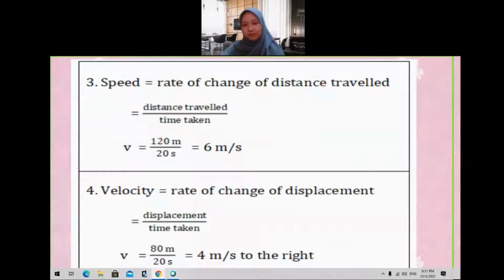Okay, for the speed, speed is the rate of change of distance traveled, the distance covered divided by time taken. Distance traveled is 120 meters and time taken is 20 seconds. So the speed would be 6 meter per second. And for velocity, displacement divided by time taken. Displacement is 80 meters divided by time taken, which is 20 seconds. So you get 4 meter per second to the right. Next slide.